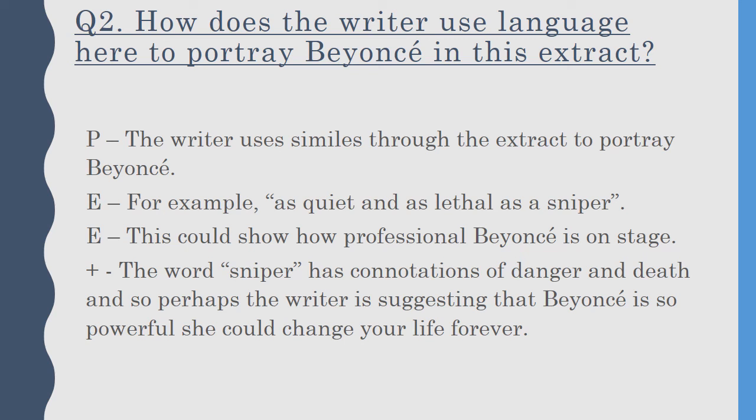The writer uses similes throughout the extract to portray Beyonce. That's the point. For example, "as quiet and as lethal as a sniper". And then your explanation for this is, this could show how professional Beyonce is on stage. Your extra: the word sniper has connotations of danger and death, and so perhaps the writer is suggesting that Beyonce is so powerful she could change your life forever. Dead simple. Keep it simple. Aim for about 3 PEE paragraphs. You can't go wrong.